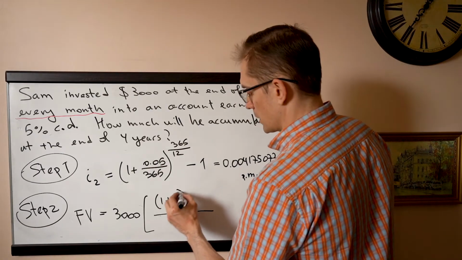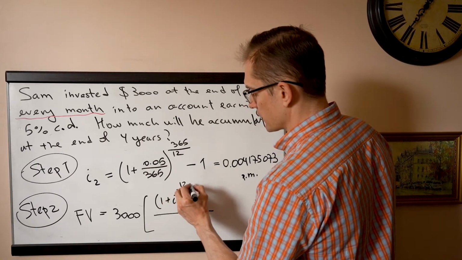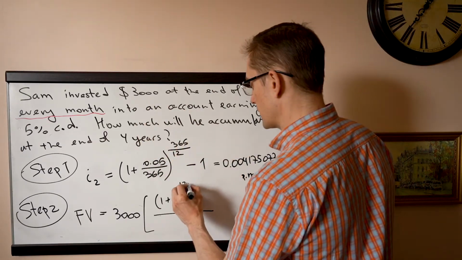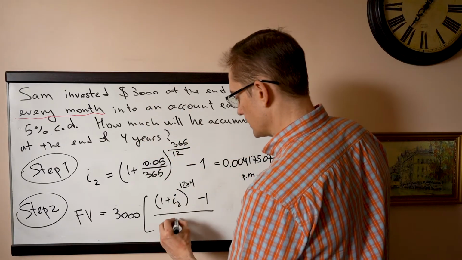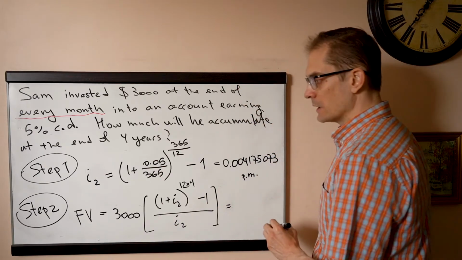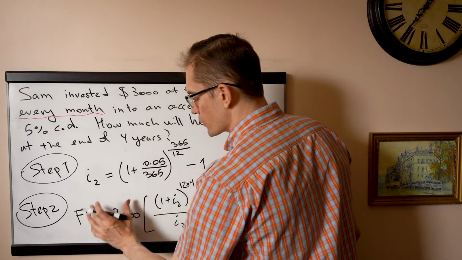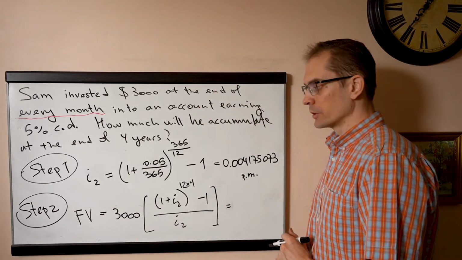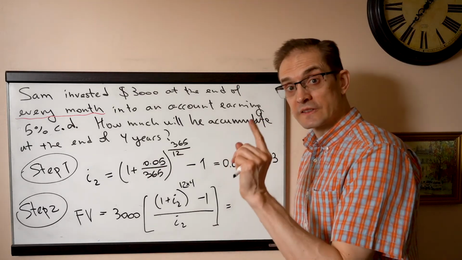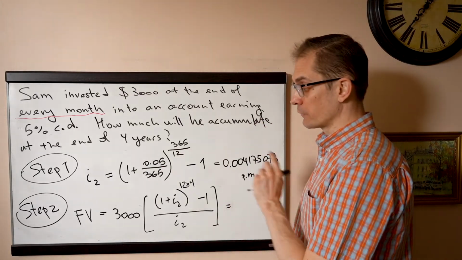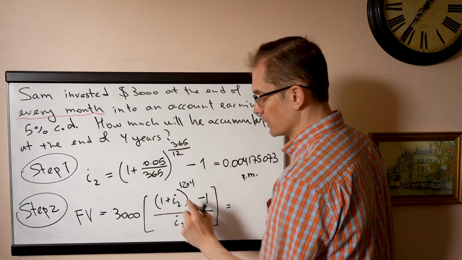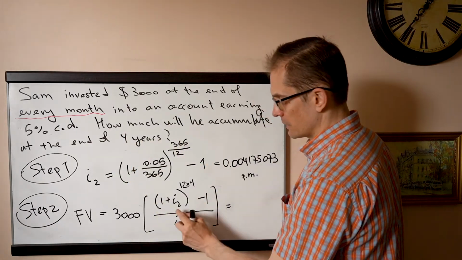So you use I2 here in the formula as already a periodic rate, but properly compounded. Now, it's compounded monthly, so it's 12, right? And this loan is for 4 years. 12 times 4, minus 1, and you divide by I2 again. So in step 2, we use the future value for an ordinary simple annuity. And why do we use it for an ordinary simple annuity?